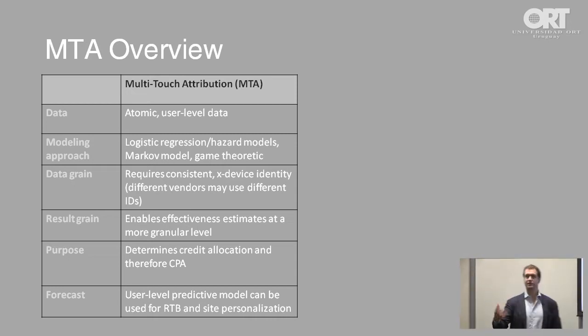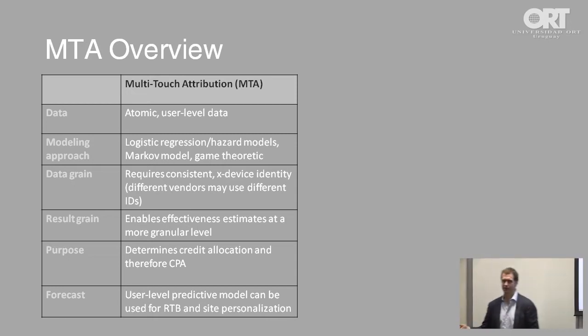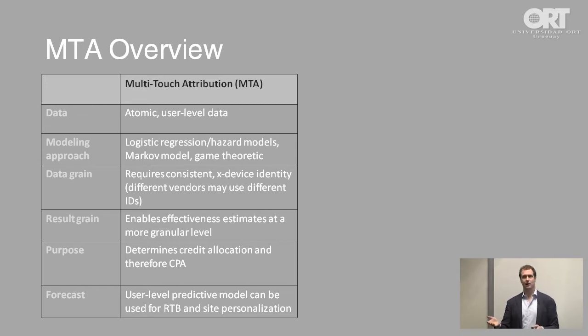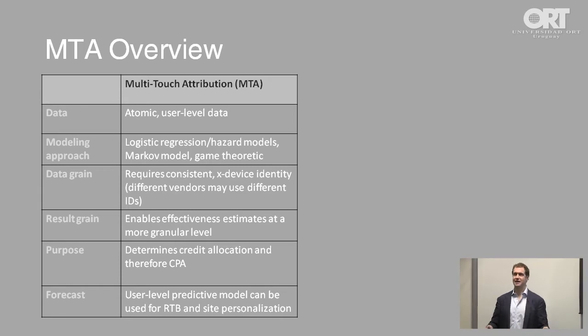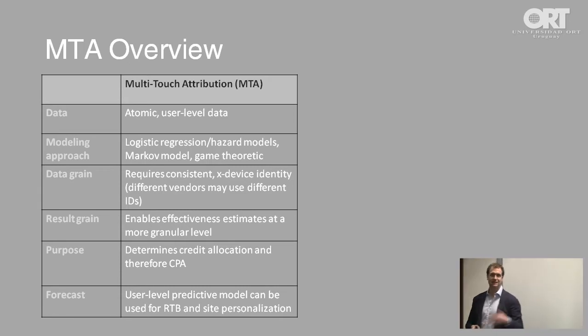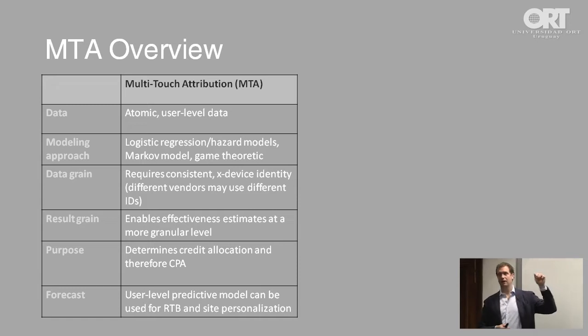So when you think about multi-touch attribution, or MTA, and those of you who are practitioners in marketing know that we just love acronyms. We have to use acronyms. And so I will probably say MTA and MMM. But when I say MTA, I mean multi-touch attribution. So we have atomic user-level data, right? We want to see that this cookie 123 saw this particular ad on this website at this time, and they clicked or did not click. They did a search, and they clicked on a paid search ad.